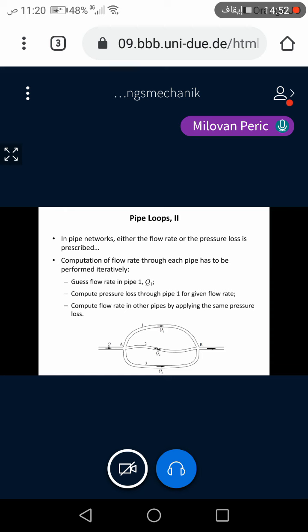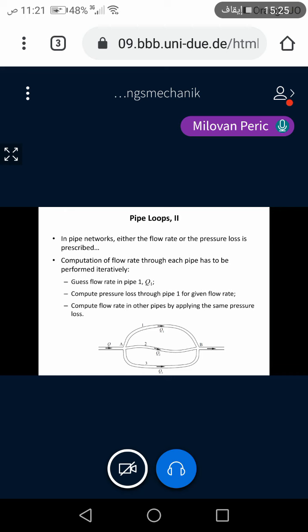You guess the flow rate through pipe 1. So if you know the flow rate Q that comes from the main supply to point A, you could first assume that it splits into 3 equal parts. So you start with Q1 as 1/3 of Q. Then you compute the pressure loss for pipe 1, taking the parameters I mentioned earlier: friction coefficient lambda, length of the pipe, diameter, and any local losses that you may have. When you sum all of them, you will get a pressure loss for pipe 1.